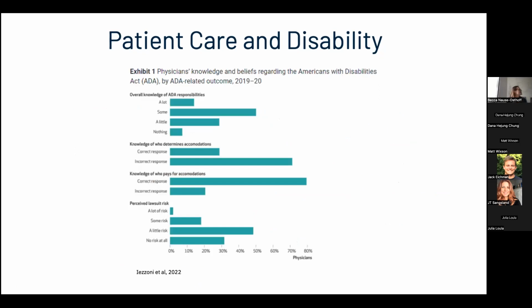There was a different study by Iezzoni and colleagues in 2022, and they surveyed over 700 physicians. So in case you were hoping maybe it was just these 22 physicians who were awful, these were practicing US physicians, and they found that only 41% of respondents reported that they were very confident about their ability to provide the same quality of care to people with disabilities as to those without.